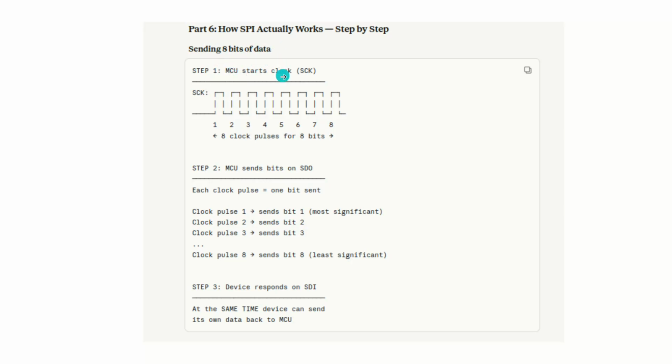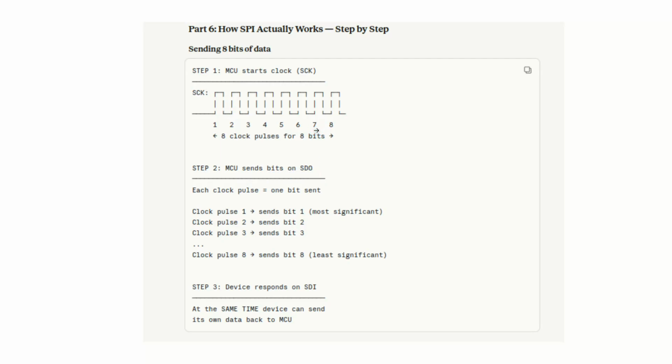MCU is starting the clock, SCK. SCK is the clock. So let's say we are sending 8 bits of data. That is what we are going to do, and we are going to see it step by step. Step 1 is MCU starting the clock. 8 clock pulses would be there for 8 bits of data.